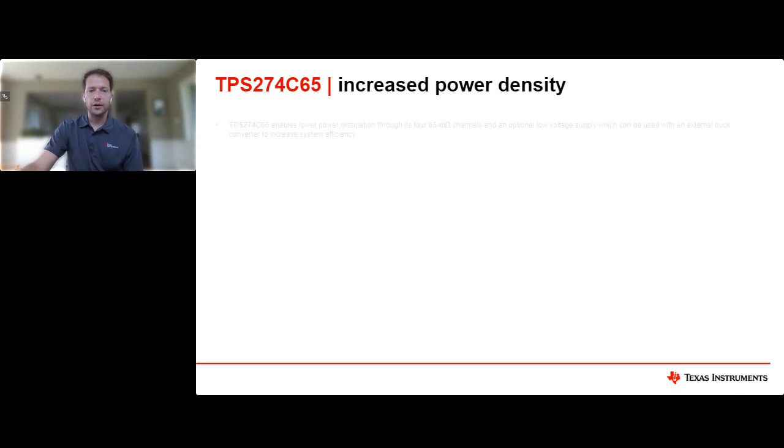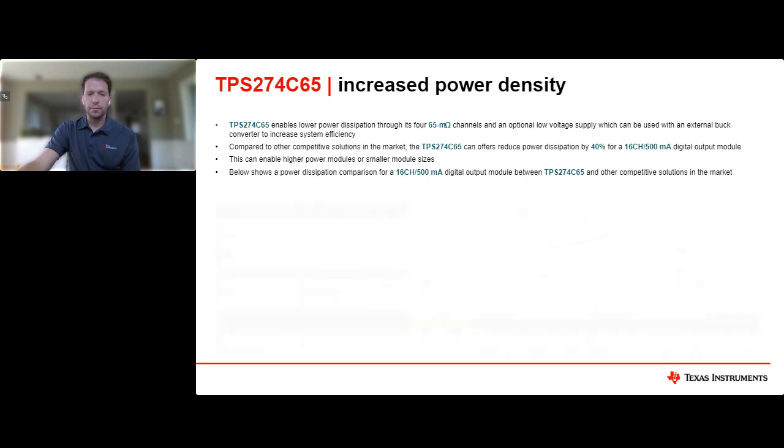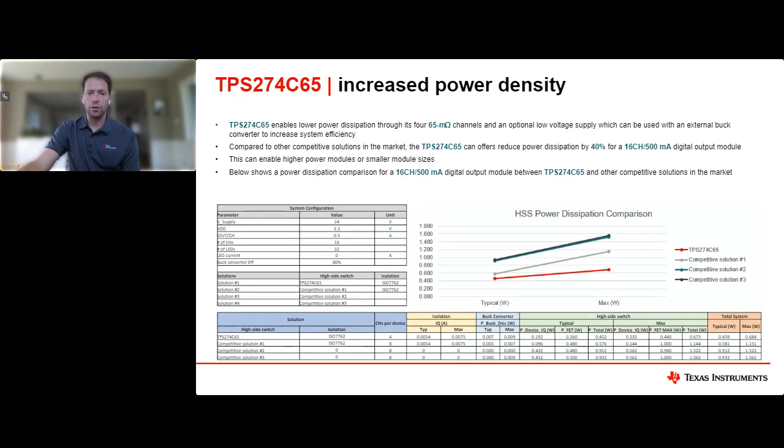In terms of increased power density, the TPS274C65 can enable lower power dissipation or increased power density because of its integrated 65 milliohm RDS(on) MOSFETs. Additionally, it provides the optional low voltage supply, which allows you to use an external buck converter to increase the system efficiency of the device.